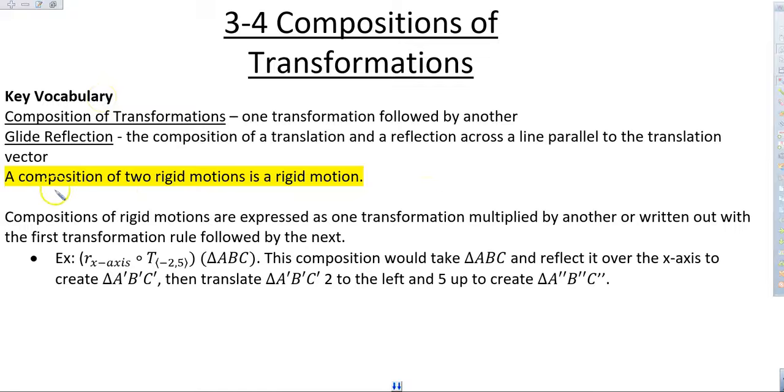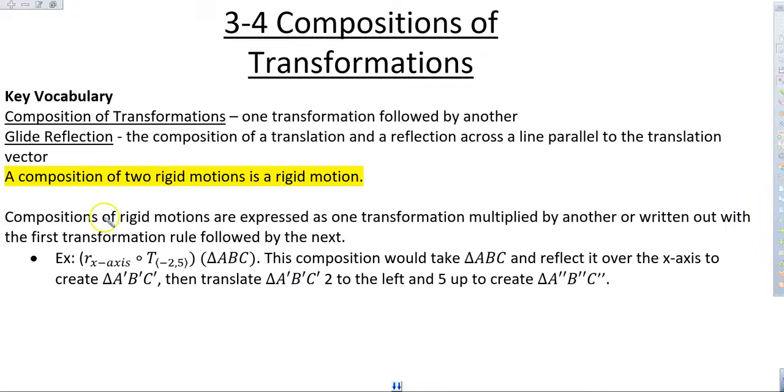Anytime we are composing more than one rigid motion, meaning I'm doing multiple transformations that are all rigid motions, the final result is a rigid motion, because if none of them change size or shape, then the final shape will be the same size and shape as the original. Compositions of rigid motions are going to be expressed as one transformation multiplied by another, or written out in terms of we are going to do this and then this and then this.